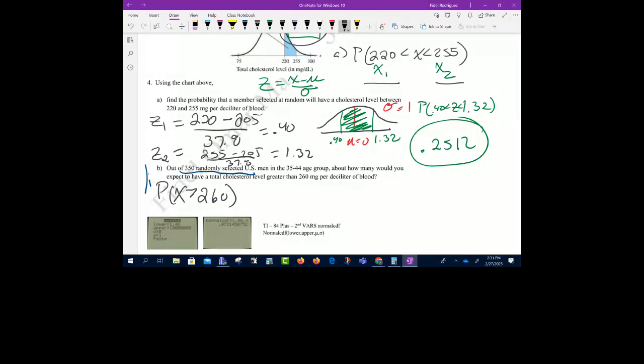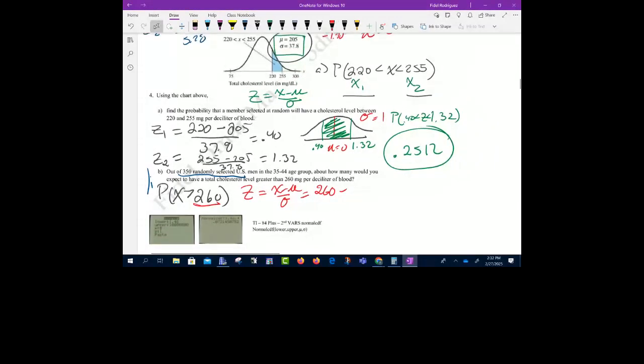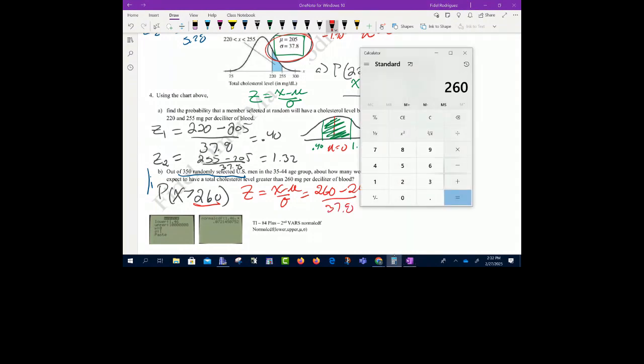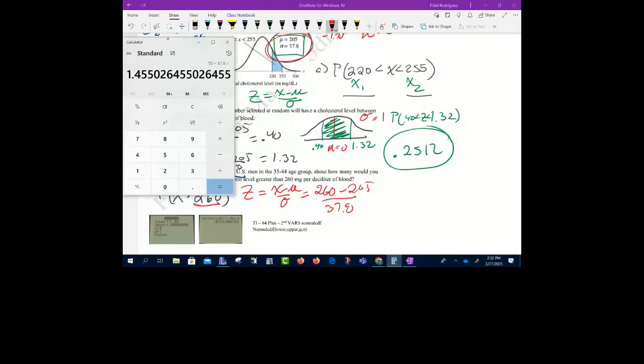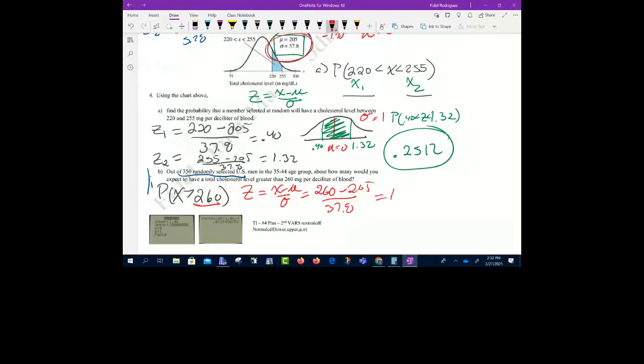Okay, so again, y'all, let's find our z-score. Let's go z equals x minus mu over sigma. In this case, my friends, my x is 260. Remember, our standard deviation and our average are still up here. That's still 205, and that's still 37.8. So 260 minus 205 divided by 37.8. Y'all, my z-score, what do you think? 1.45 or 1.46? 1.46, right?